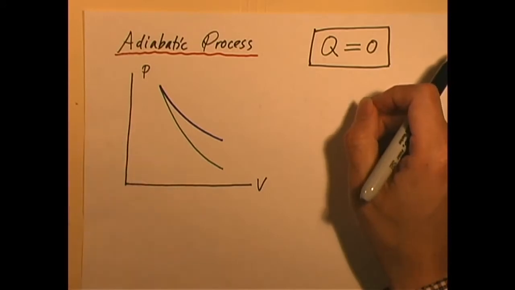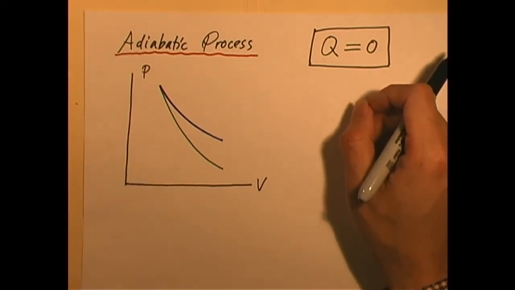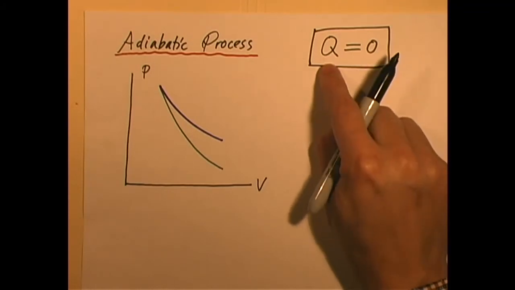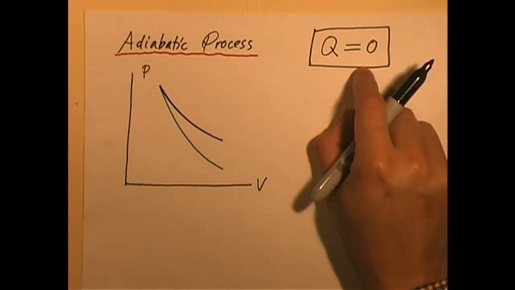This can be realized if a process is really fast. You change the volume of gas very quickly. There is not enough time for heat to go in and out, so Q is pretty much close to 0. Or, like I say, you have very good thermal insulation, which does not allow heat to go in and out. The adiabatic process is totally different from constant volume process, constant pressure process, or constant temperature process. It's something very unique.